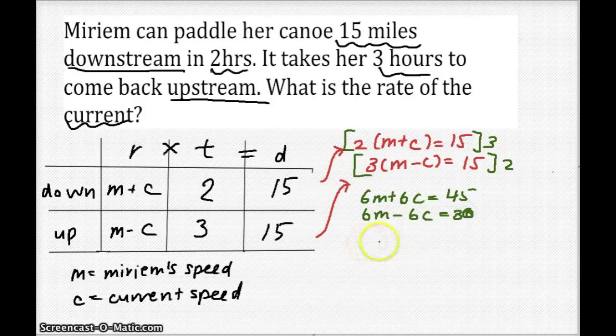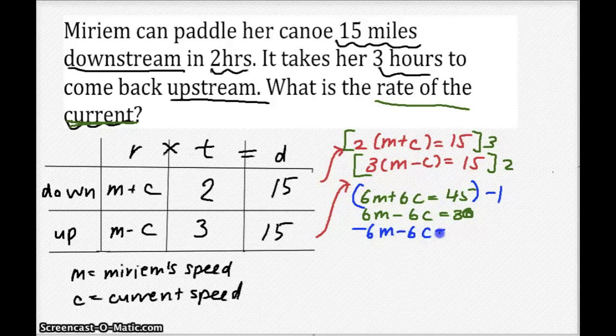Okay, and it asks for the rate of the current. So if we add these two, we're just going to cancel the current out, and we don't want to do that. So we're going to multiply one of them by -1, and we can multiply either one. I'm just going to multiply this one by -1. So we get negative 6m minus 6c equals -45. So you could have just continued on with these two equations right here, but then you would have gotten m, and then you would have to plug that back in to find c. So we're just going to do it a lot easier, and we're just going to multiply that by -1 so we can eliminate m first, so we can just get the answer right away.